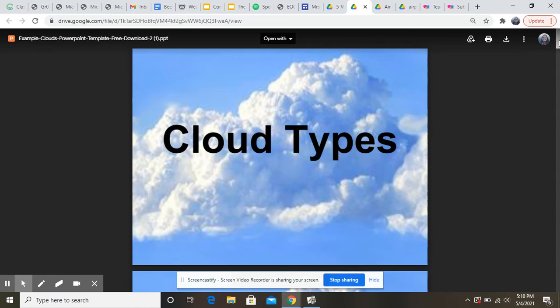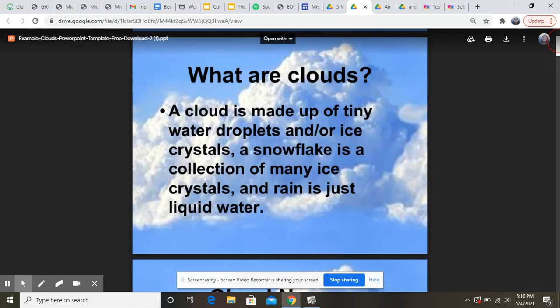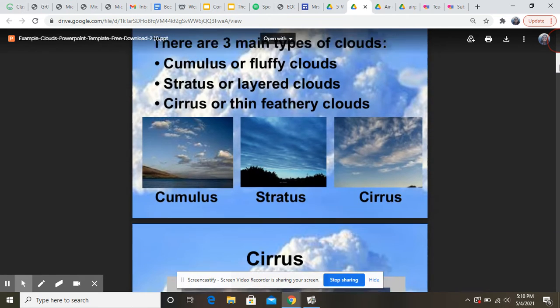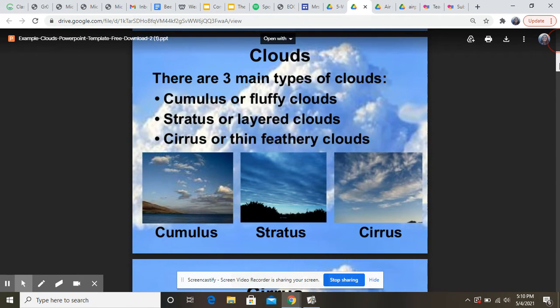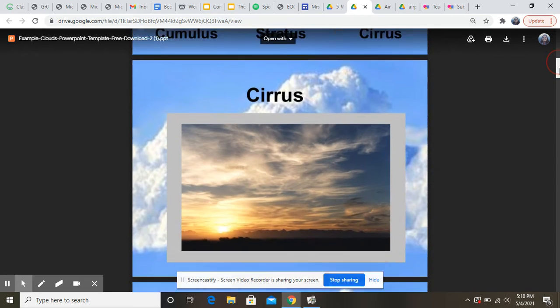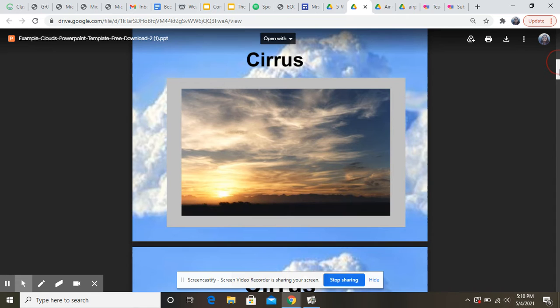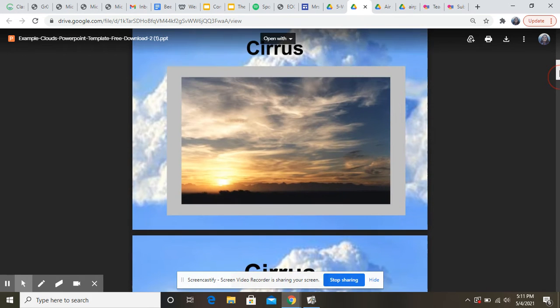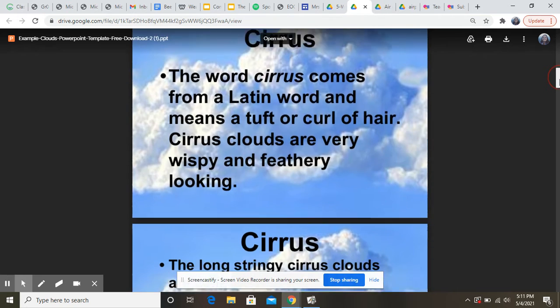So it's important to know the cloud types, but it's also important to know what kind of weather the clouds bring. So clouds are made up of tiny water droplets or ice crystals, and there's specific cloud names. So the three main types are cumulus, stratus, and cirrus, and we also talk about cumulonimbus. So a cirrus cloud looks like this. The word cirrus comes from a Latin word and means a tuft or curl of hair. So cirrus clouds are the feathery, wispy clouds.